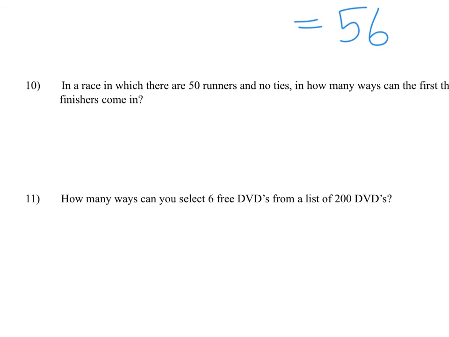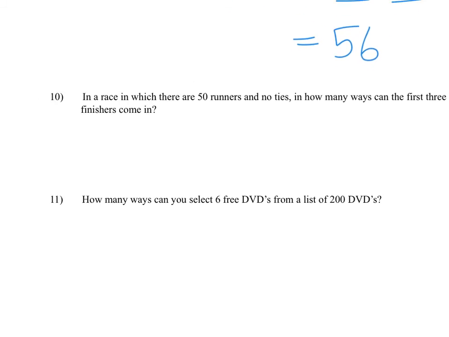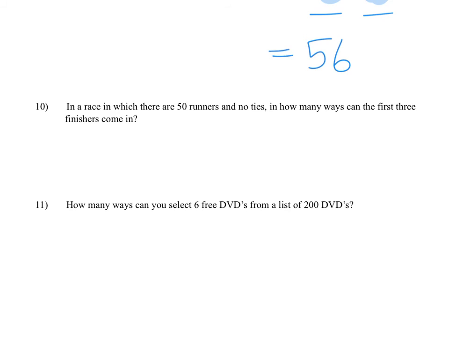All right, last 2 here. In a race in which there are 50 runners and no ties, how many ways can the first 3 finishers come in? Here the order does matter, right? There's a difference between first place, second place, and third place. So I can write this as 50, pick 3. And if I were to evaluate that, it would be 50 factorial over 47 factorial.